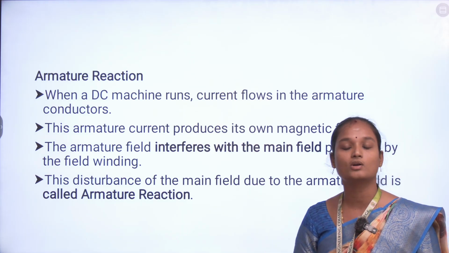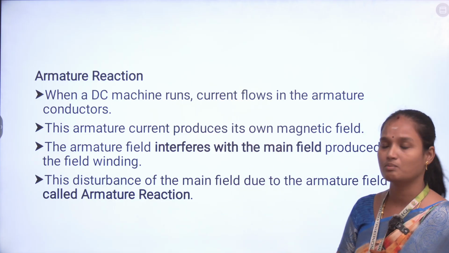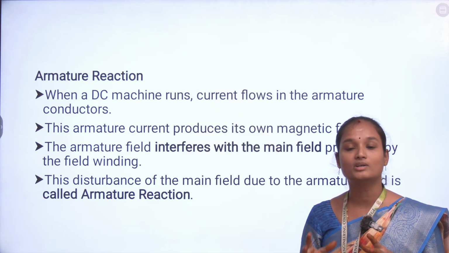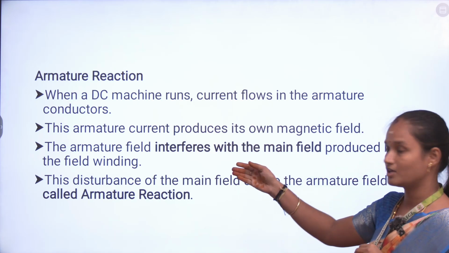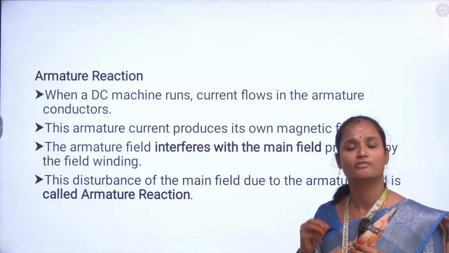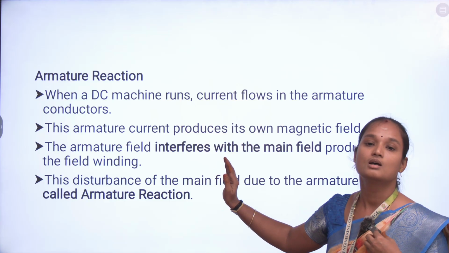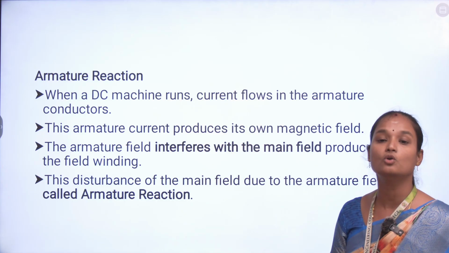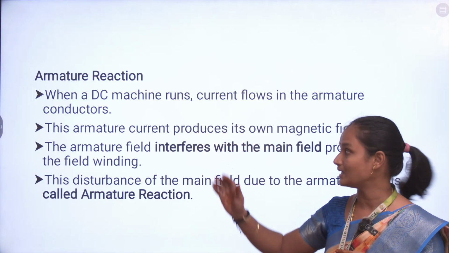This is one of the important criteria for the characteristics of DC generator. What is meant by armature reaction? The machine has two windings, field winding and armature winding. They take some reactions between these two windings, and that is called armature reaction. When a DC machine runs, current flows in the armature conductor. The current flows in both the field winding and armature winding. The field winding is the main winding, and some voltage is also produced in the armature. This armature is about to interfere with the main winding. This collaboration or disturbance we can call armature reaction.